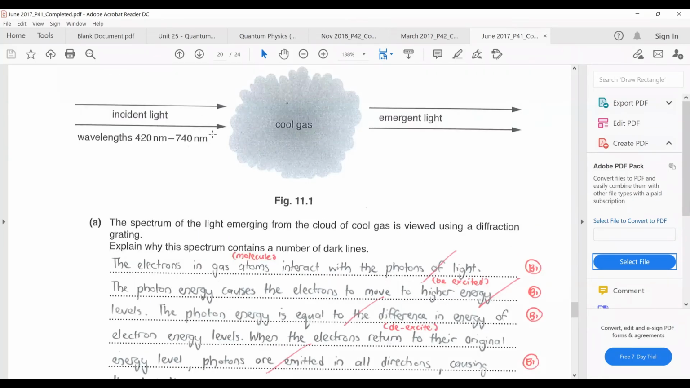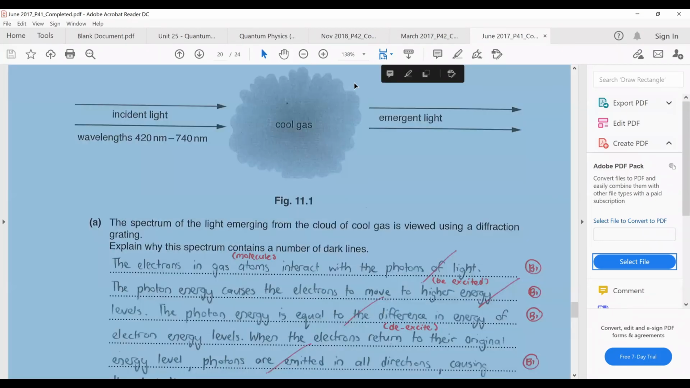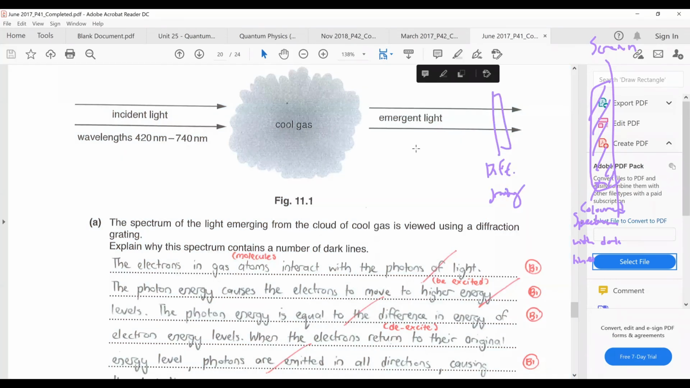Now this case here is exactly the same like just now. Light containing photons of different wavelengths, different energy passes through your cool gas. Whatever light that came out of it is passed through a diffraction grating. They put a diffraction grating here. Then after that they have a screen here. And then what they saw was that your spectrum, what you see is a colored spectrum with dark lines. Same thing, same case as before. They're still talking about the same thing. So they're asking you, why does it contain a number of dark lines like this?